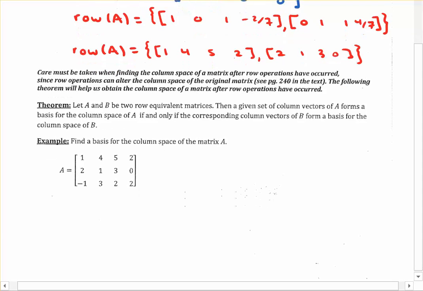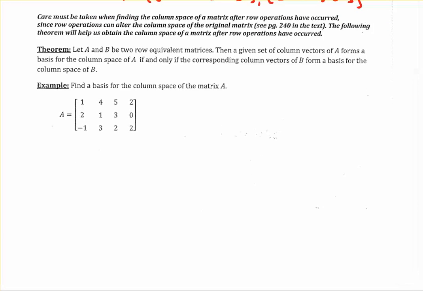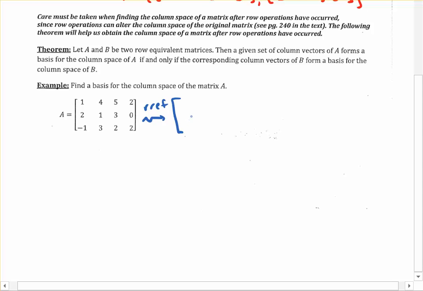Alright, so that takes us to the last example, where it says care must be taken when finding the column space of a matrix after row operations have occurred, since row operations can alter the column space of the original matrix. There's actually a pretty decent example on page 240 in the text that shows you how row operations can change up the basis vectors, ultimately giving you a different space that's spanned. So to be on the safe side, we apply the following theorem when trying to find the column space of a matrix after putting the matrix through Rref. It's the same matrix A, and just for reference, let me get back on the screen what the Rref version of that is.